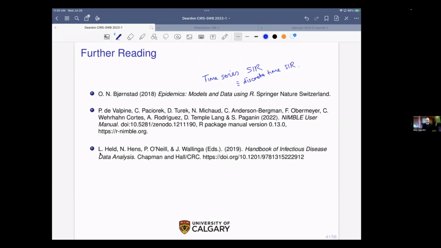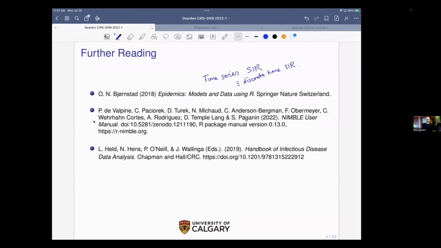If I skip down here, there's a more advanced book, one of those Chapman and Hall Handbook of Infectious Disease Data Analysis books by Leonhard Held and others. It covers a very wide range of different modeling techniques. It doesn't tend to give you the code. It goes more into the math and how these models are used.